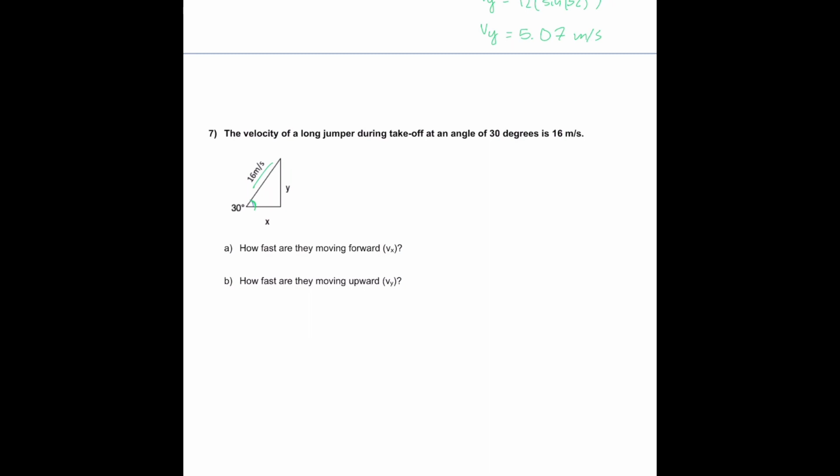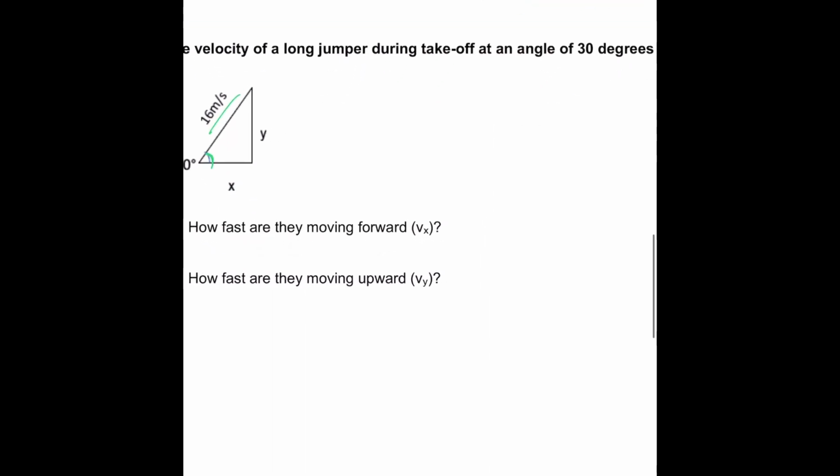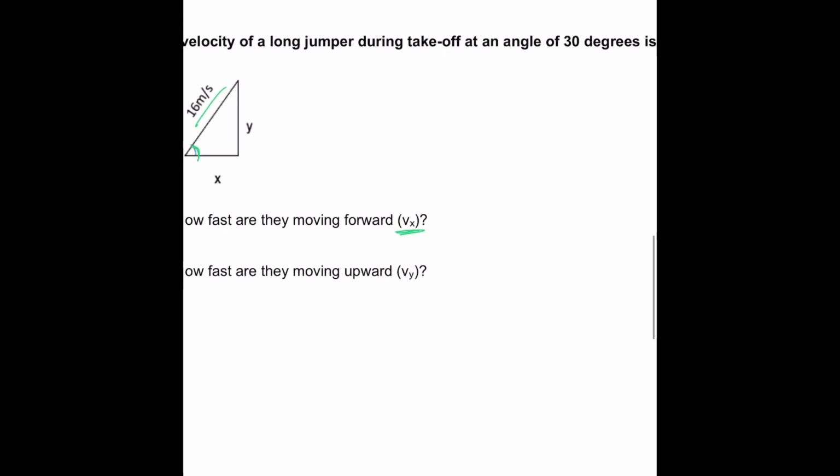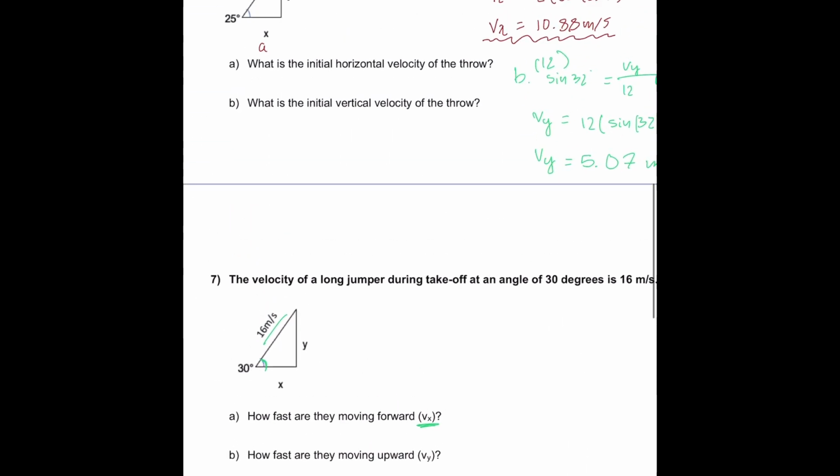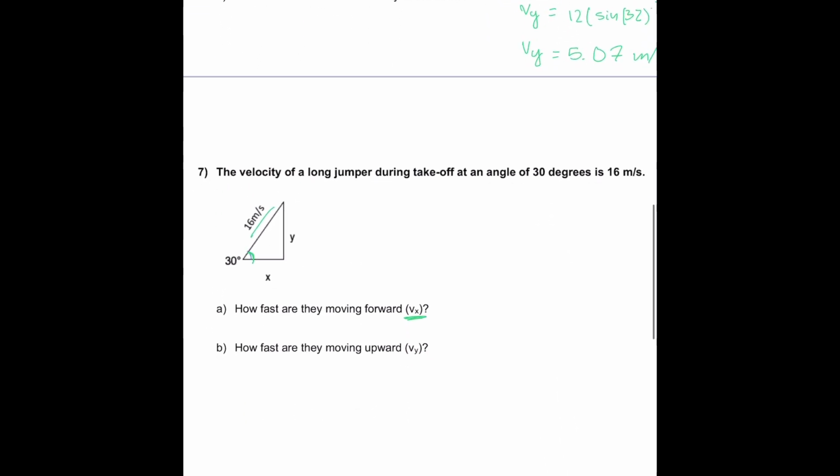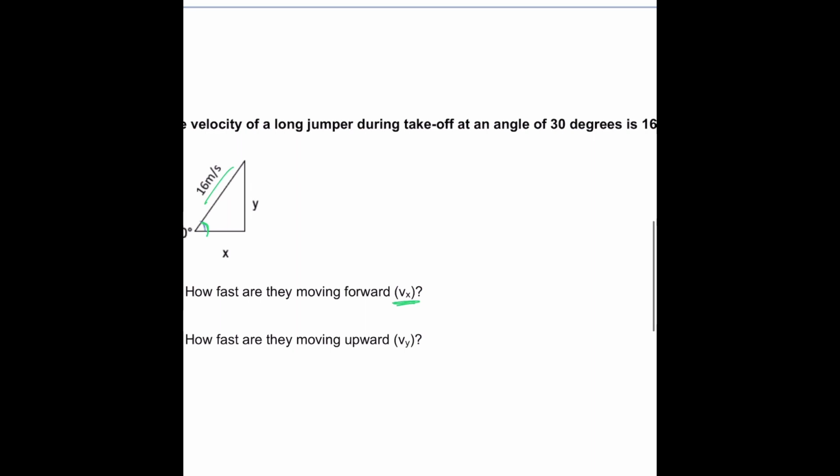During your exam, sometimes it's going to be worded like this, and you would have to think a little bit more instead of just being asked for horizontal or vertical velocity. It'd be asking something more applicable to real life situations. So how fast are they moving forward? Since forward is moving in the horizontal plane, this is the same as asking what is the initial horizontal velocity? We will do the exact same process. The only difference is that it is worded differently.